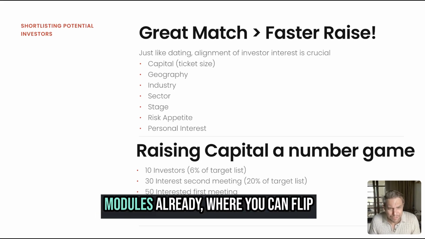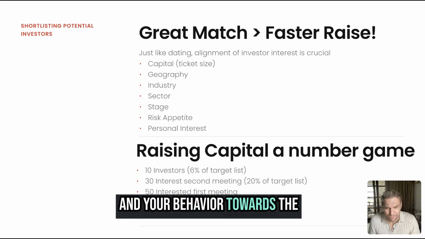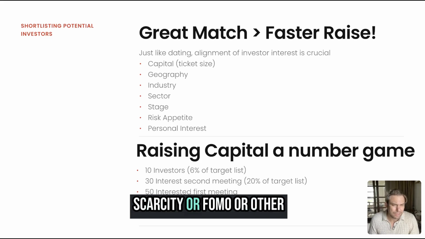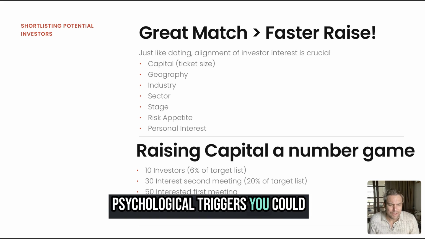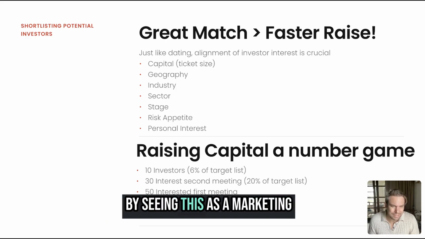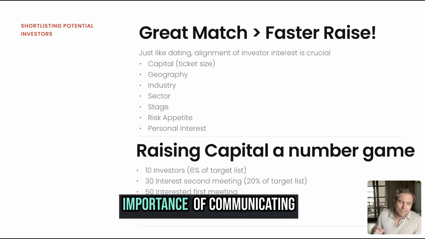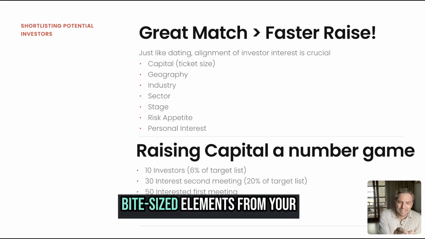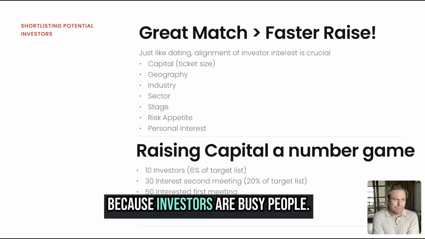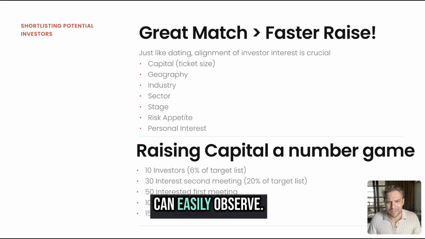And what you have been learning in the previous models already, where you can flip the script in terms of your attitude and your behavior towards the investor, or otherwise to architect your funding round so you can leverage scarcity or FOMO or other psychological triggers, you could here as well get better outcomes by seeing this as a marketing funnel. And in the previous module we also discussed the importance of communicating bite-sized elements from your deal rather than overwhelming someone with a lot of information, because investors are busy people, so they would like to go to a quick yes with content that they can easily observe.